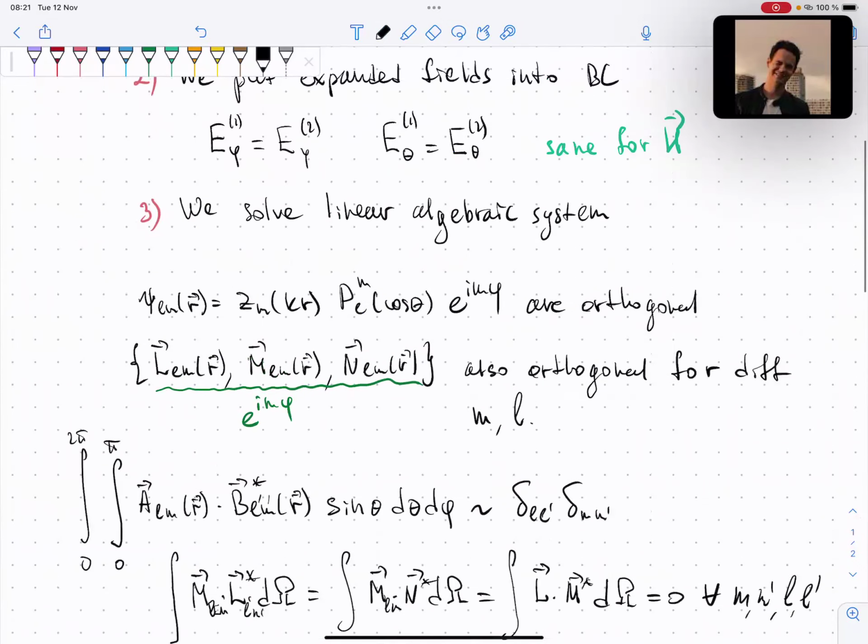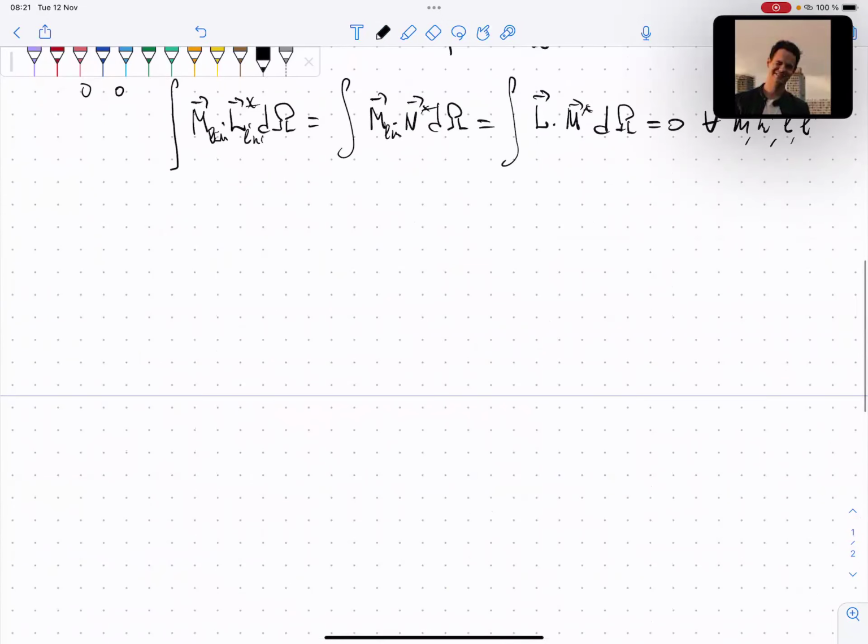And basically, if we have some field, for example in this case our incident field E0 of r, we can expand it in the following way. L equals 1 to infinity, because, if you remember, we have no radiation from monopoles to infinity, and sum over m equals minus l to l.